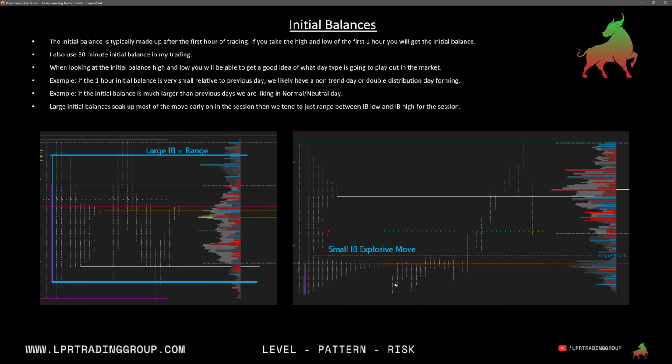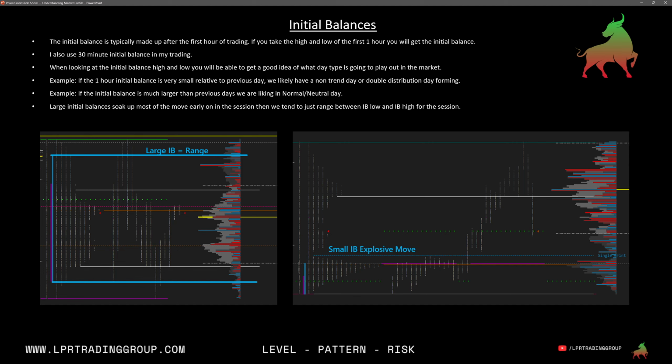Initial balances. The initial balance is typically made up after the first hour of trading. If you take the high and the low of the first hour, you will get the initial balance. So you just put a chart on a 1 hour time frame, for example. The first 1 hour, it's better to put it on 30-minute time frames and take the first two 30-minute bars, so 9:30 to 10, 10 to 10:30. The highs and lows, that's going to be your 1 hour initial balance. I also use the 30-minute initial balance in my trading.